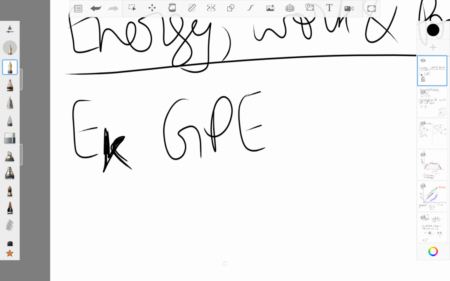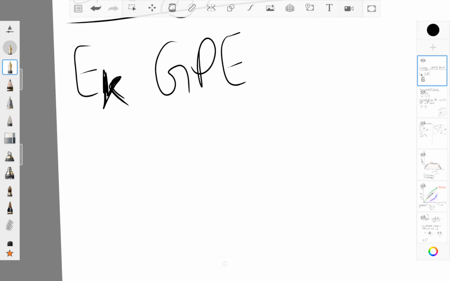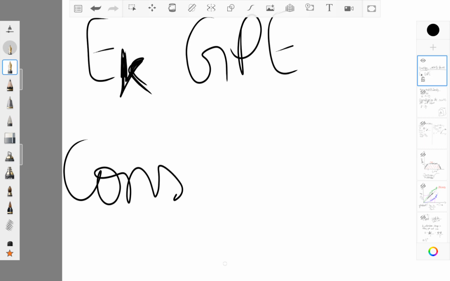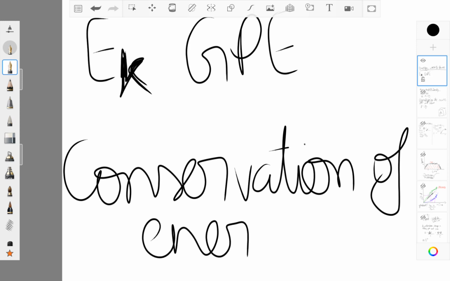And you need to keep in mind that, similar to the conservation of mass, you have the conservation of energy. This is the principle that states that energy cannot be created or destroyed. It can only convert from one form to another, or it can only be transferred between stores during events and processes.